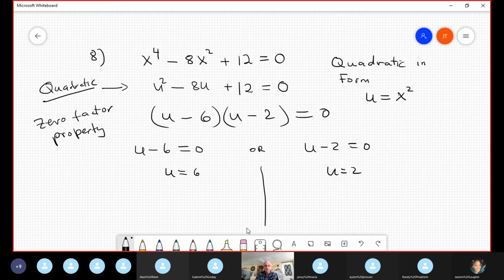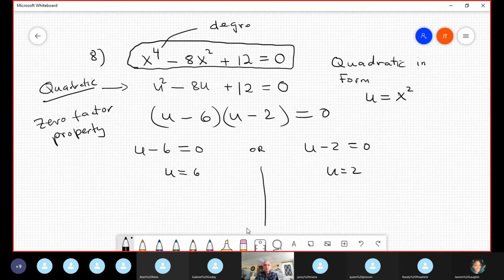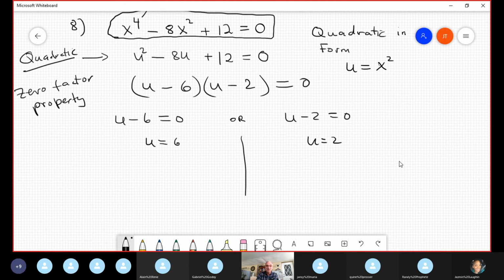But no, this is not the final answer. Remember, our original equation is quadratic in form, but it's a polynomial, and the degree is 4. We expect 4 solutions. Polynomial equation, degree 4, we expect 4 solutions. But we obtain 4 solutions when you replace u with x squared. So at this moment, we have two separate quadratic equations. I suppose we have two solutions in each quadratic equation, and 2 plus 2 is 4.